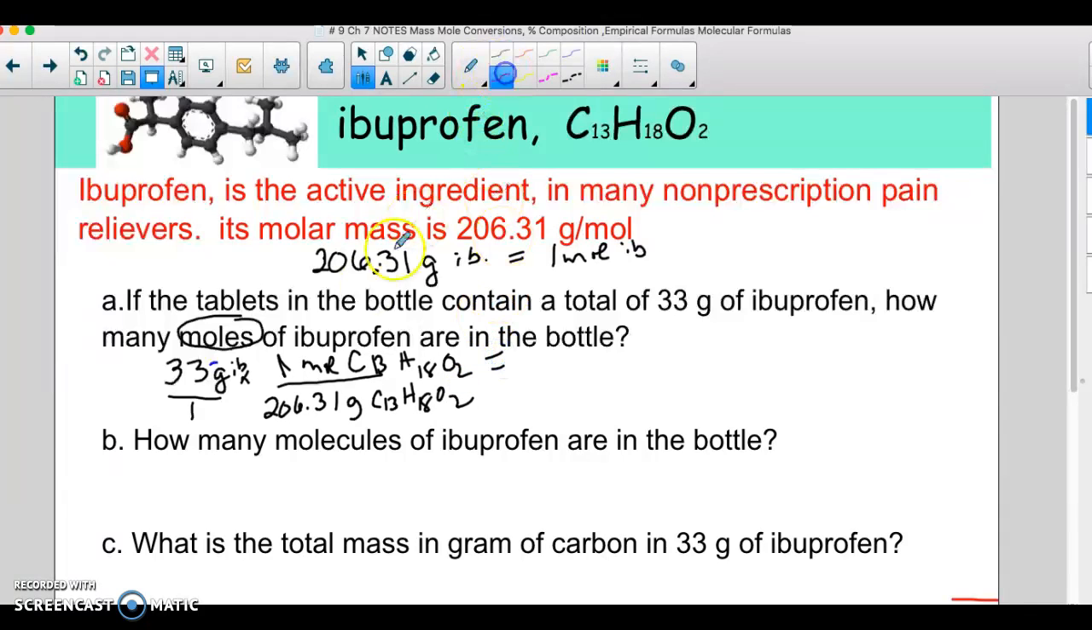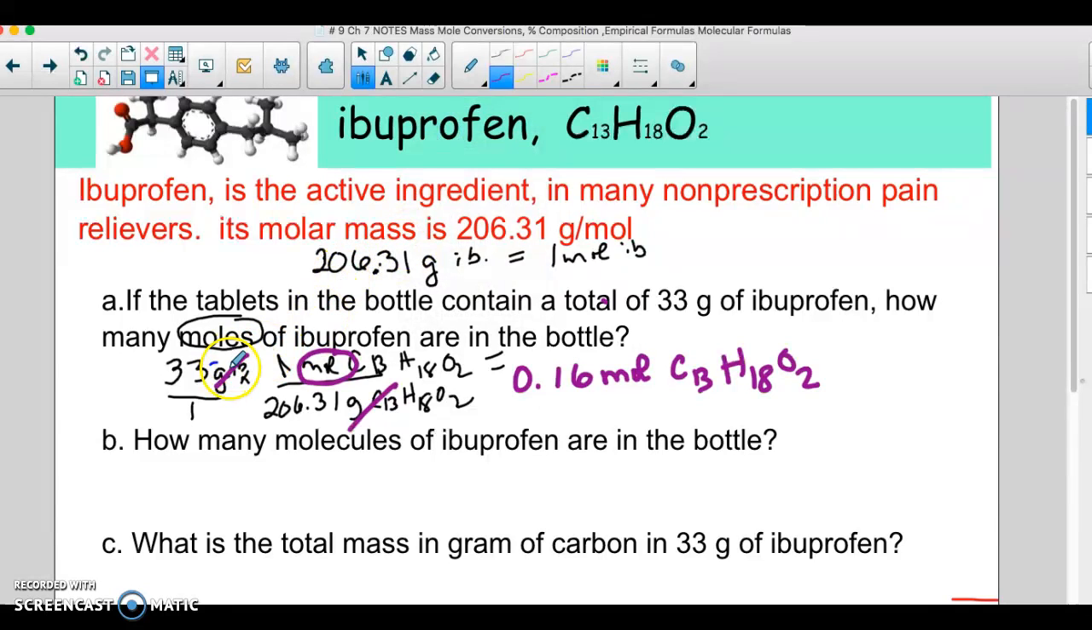So when I calculate this, you can see that my grams of ibuprofen cancel. I end up with mole. I take 33 times 1 divided by 206.31. I have 2 sigs here, so I'm going to want to have 2. So my answer is 0.16 moles of ibuprofen in that bottle. Now they want to know how many molecules this is.